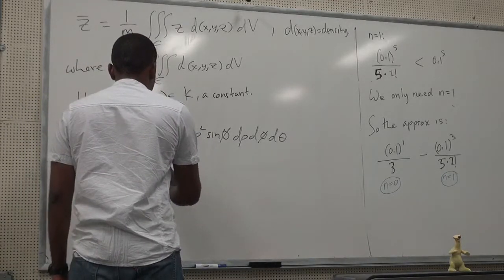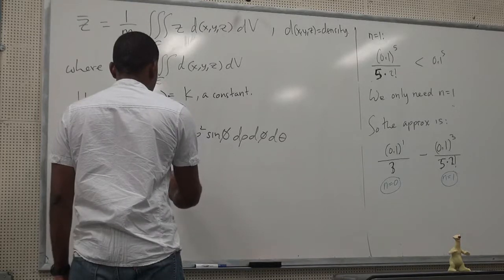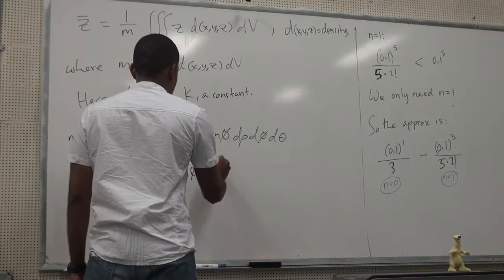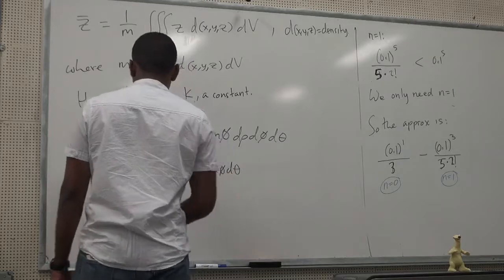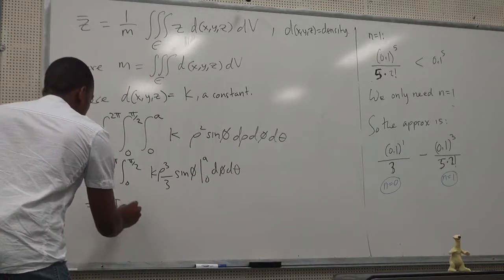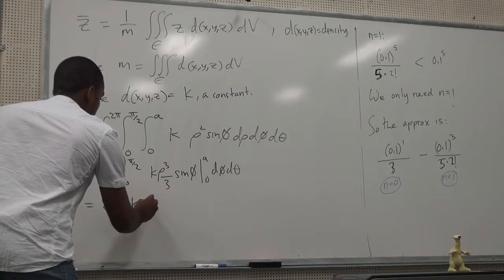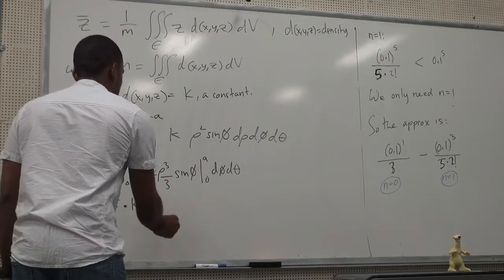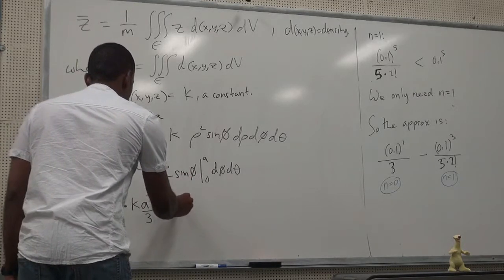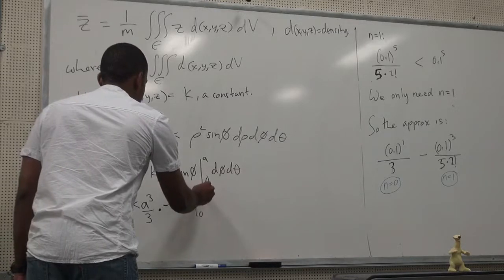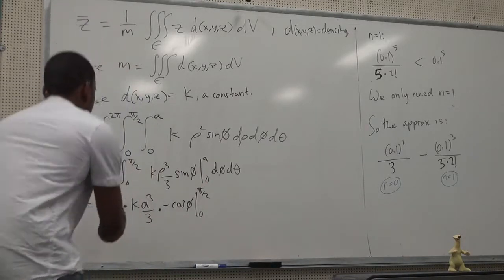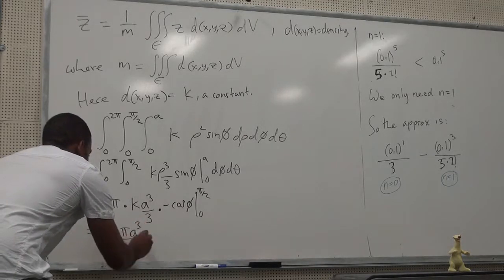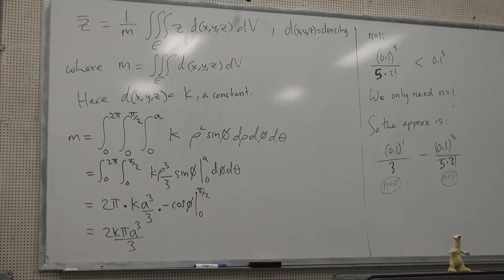So this is K rho cubed over 3. The integral of sine is minus cosine. So that's just going to be 2K pi a cubed over 3.